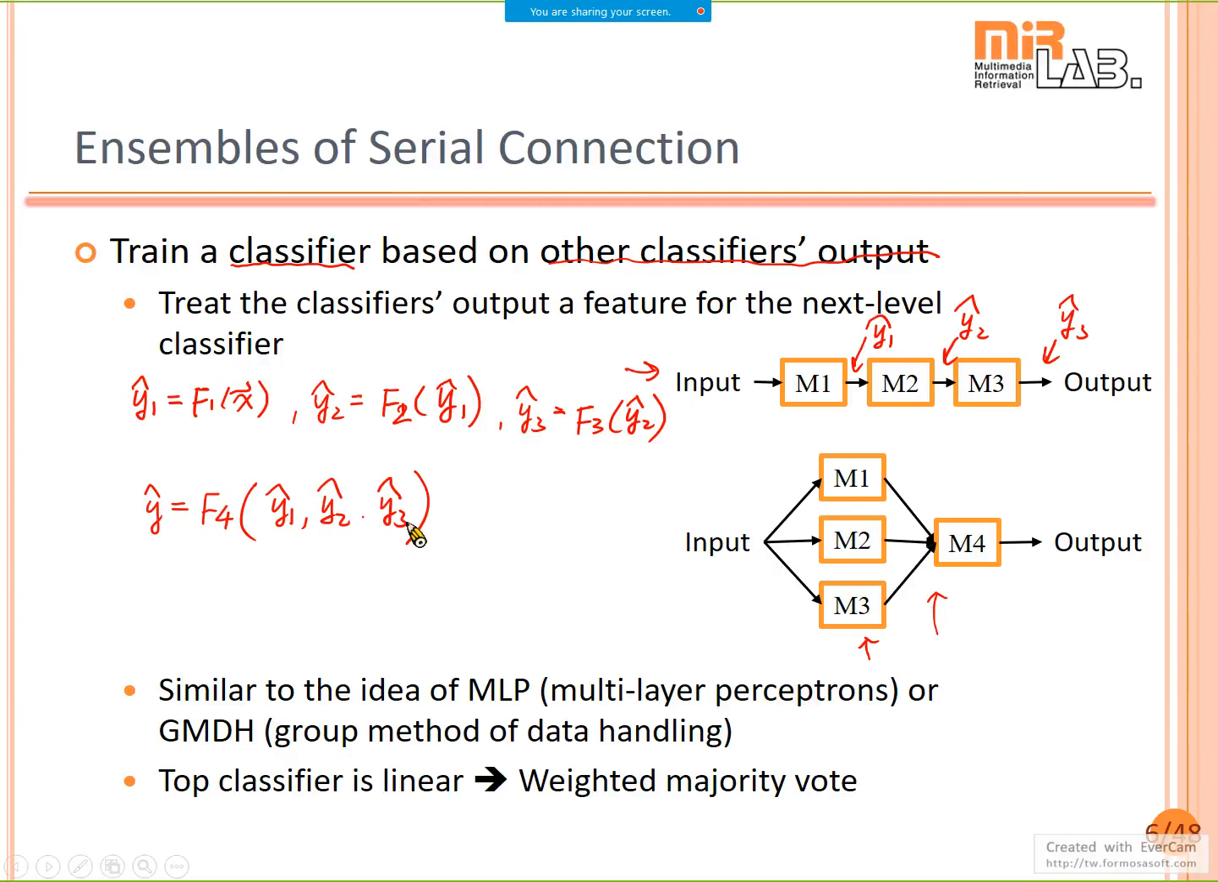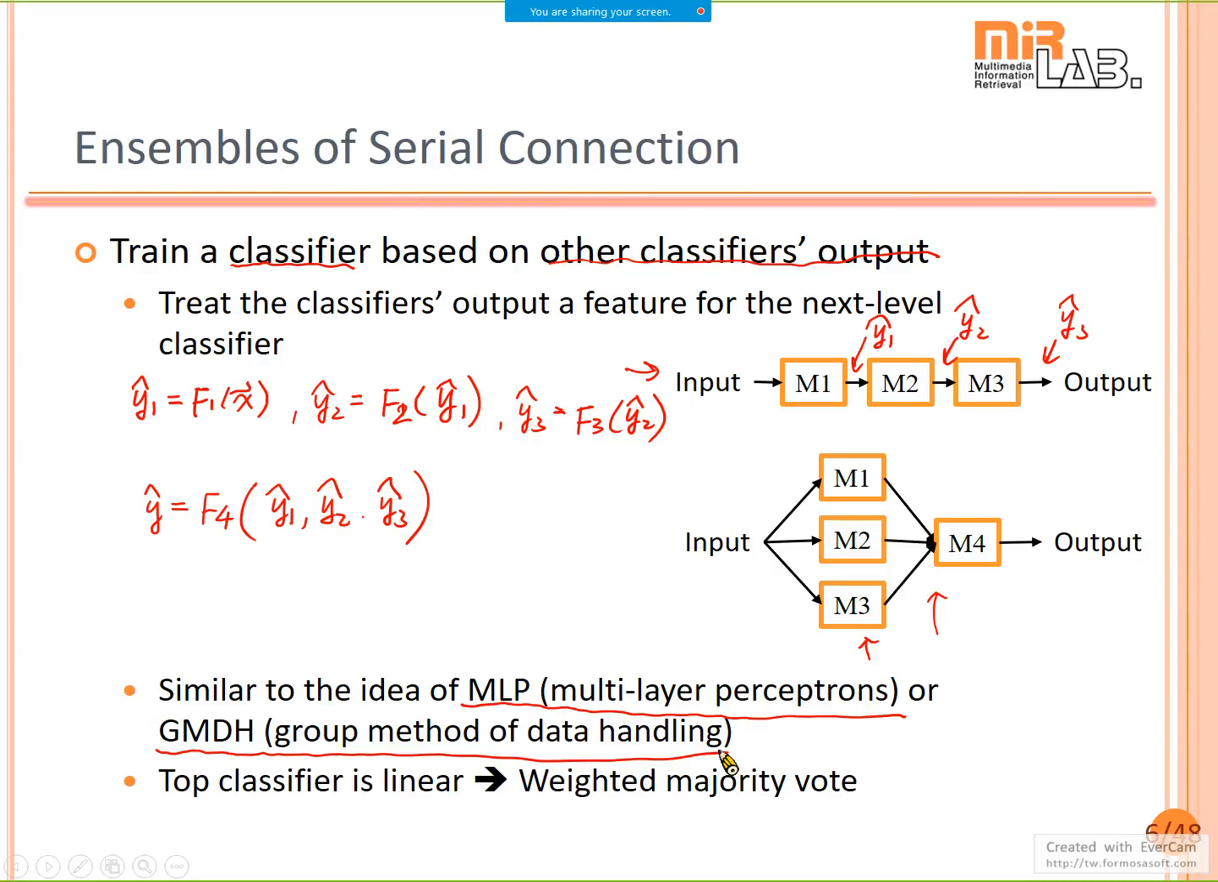So the idea is pretty similar to the idea of a multiple layer perceptron, or simple neural network. And it's also very similar to a method that was proposed a long time ago. It's called GMDH, the group method of data handling. But here I won't go into details. If you are interested, you can Google either MLP or GMDH.